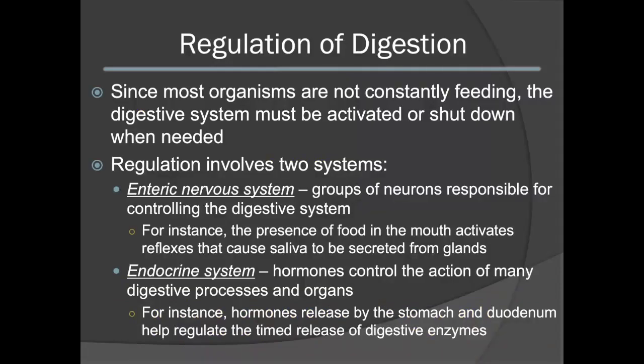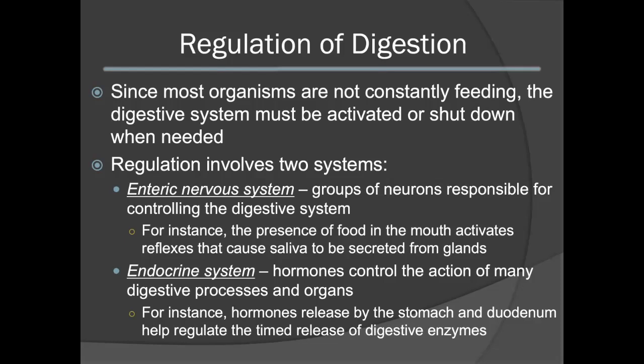Since most organisms are not constantly feeding, the digestive system must be regulated, meaning that it must be activated when needed or shut down when not needed. The regulation of the digestive system typically involves two main systems, the enteric nervous system and the endocrine system. The enteric nervous system consists of groups of neurons that are responsible for controlling the digestive system. As an example, as soon as food enters into the mouth, this will activate reflexes that cause the production of saliva. This saliva will then be secreted from the salivary glands.